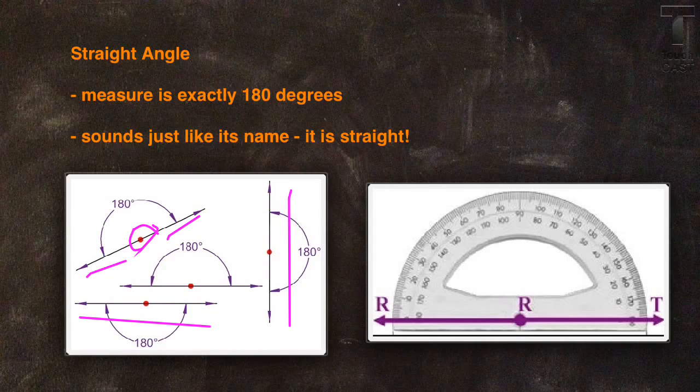Also, your protractor goes all the way up to 180 degrees. And as you can tell here, if you actually measure a straight line, it measures 180 degrees.